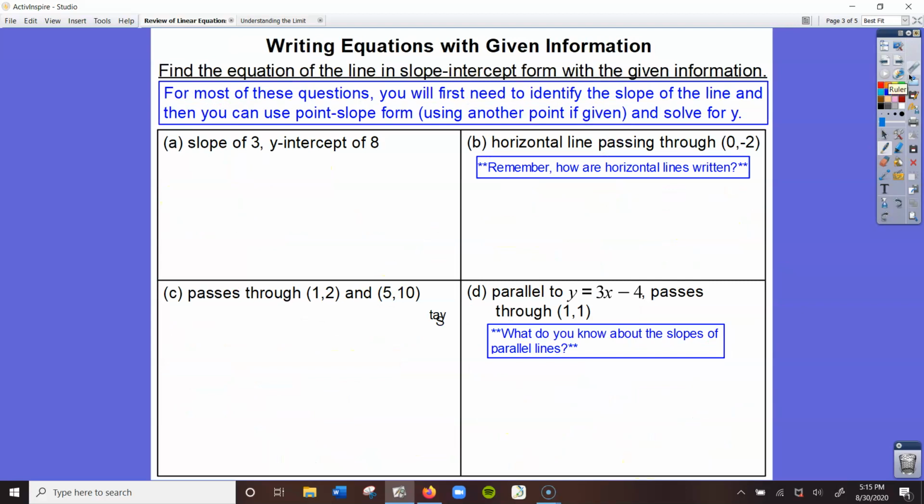Now moving along, the next two slides, we're going to solve for the equation of the line using given information. For all of these, I'm going to give you all types of information.